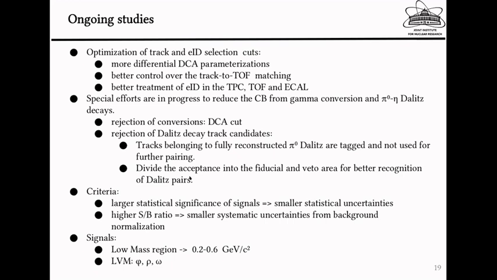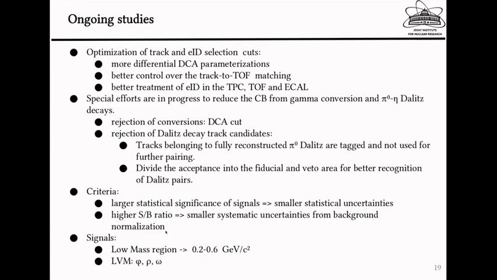Of course, the criterion for such an investigation and optimization is to have a larger statistical significance and a higher signal to background ratio, which corresponds to smaller statistical and systematic uncertainties respectively. As far as signal is concerned, we are focusing at the moment on the low mass region, that is 0.2 to 0.6 GeV/c squared, and also the low mass vector meson resonances, that is phi, rho, and omega.